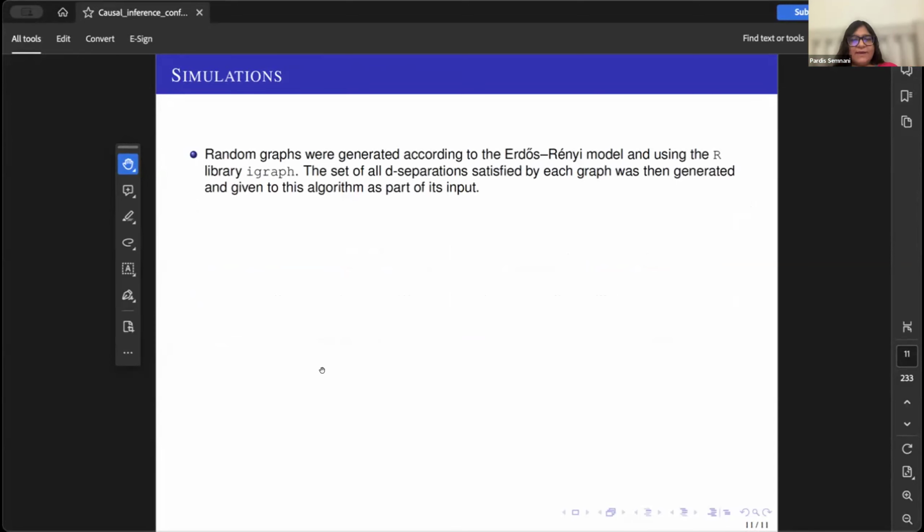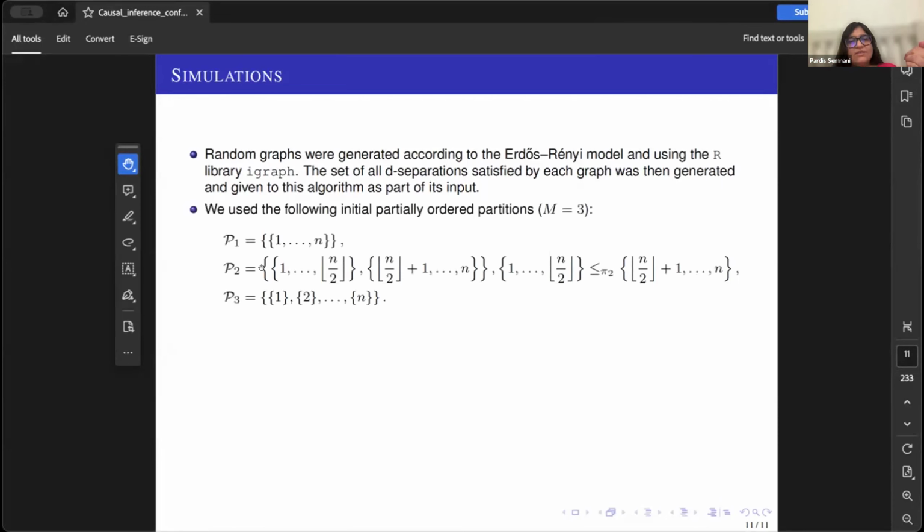We have coded this in R. We have used the Erdos-Renyi model and the R library iGraph to generate random graphs. We have generated the d-separation of these graphs, which will be equal to the set of conditional independence statements satisfied by our distribution that we observe in reality, because of the faithfulness and graphical model assumptions that we had. And so we give to our algorithm the set of d-separations of each of these random graphs as the input.